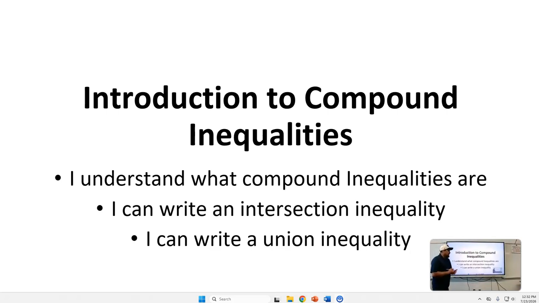Our lesson today is Introduction to Compound Inequalities. Here are a few things we want to be able to say by the end of this lesson. I understand what compound inequalities are. I can write an intersection inequality, and I can write a union inequality.